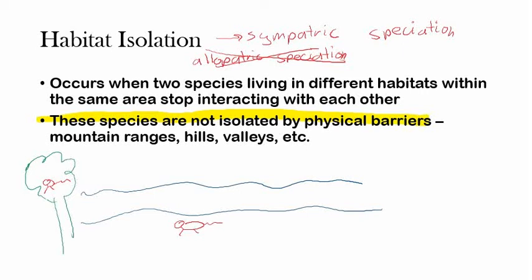So in habitat isolation, obviously these organisms can come, and this lizard can come down and it can mate with the lizard down here. But what's preventing them from doing that is that the organism here likes to stay near the water for whatever reason, while this one likes to stay in the trees. So there's no physical barrier here. One of them could probably climb up, another one could probably climb down, and they could mate, but they just don't like to do that. Because of that, there's that isolation, and there's no mating.